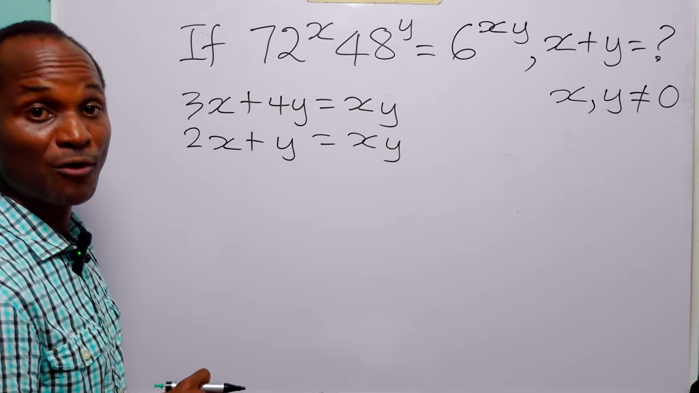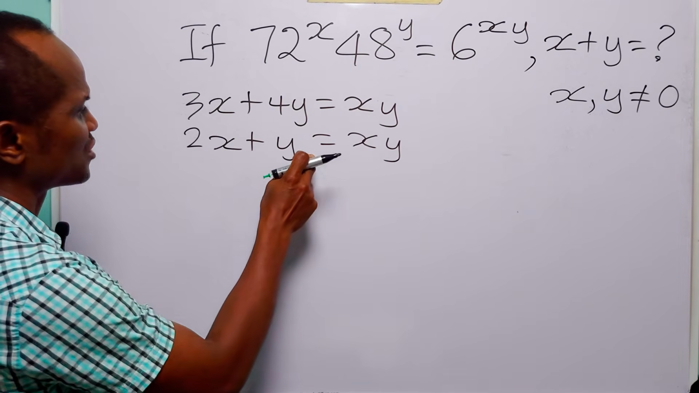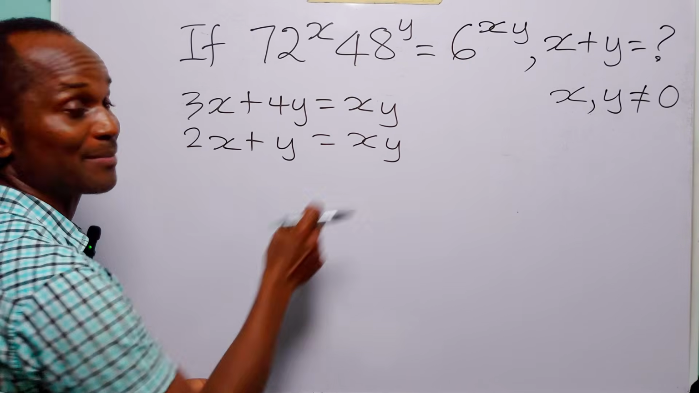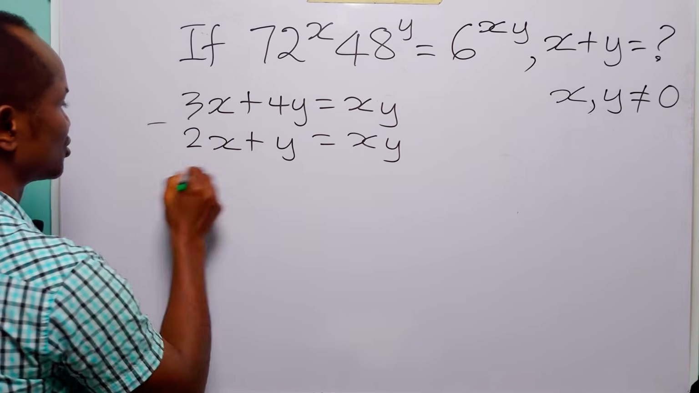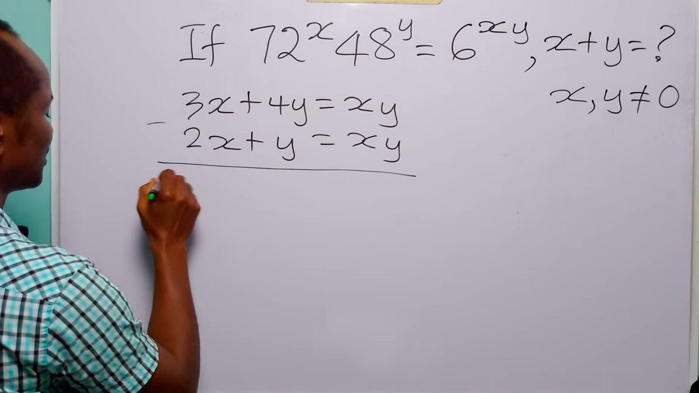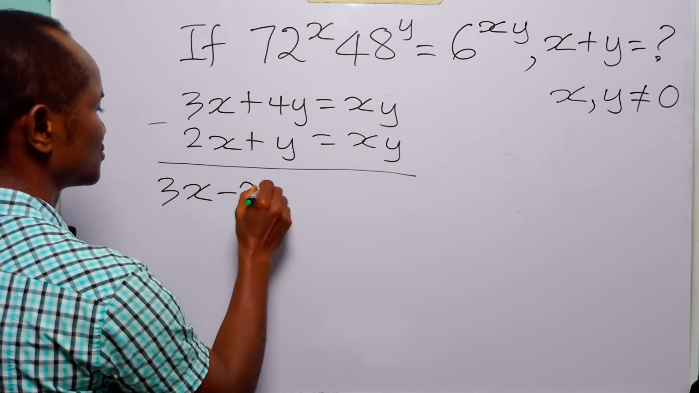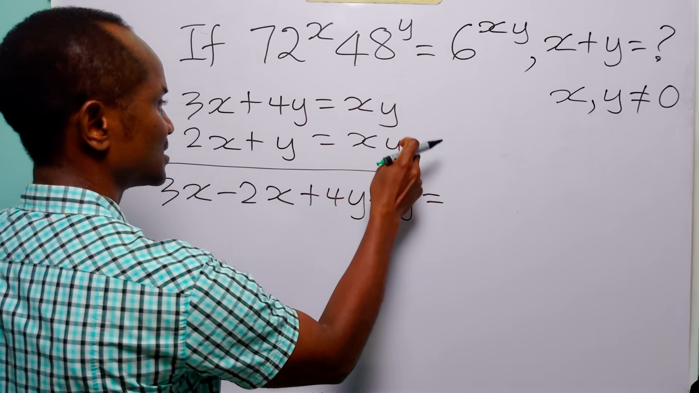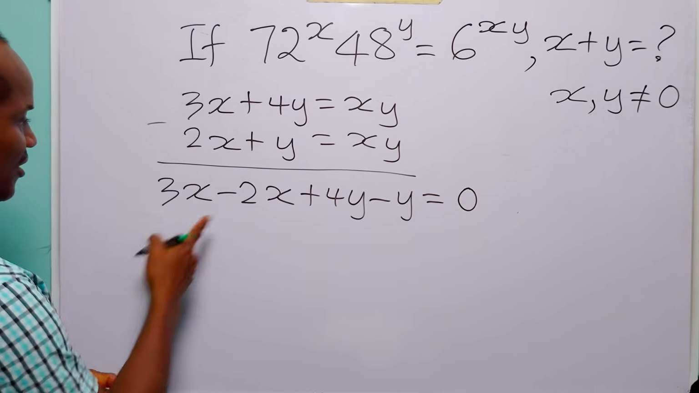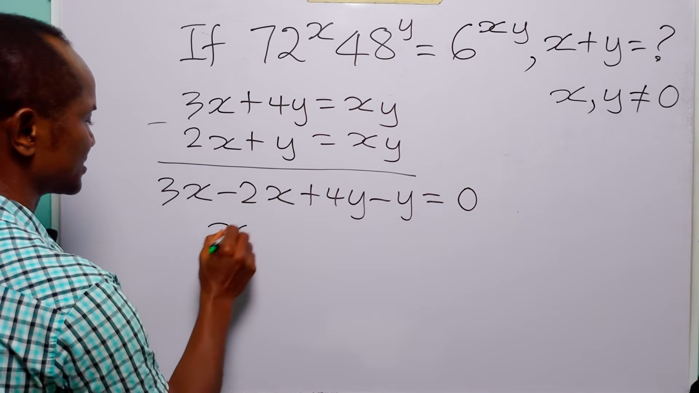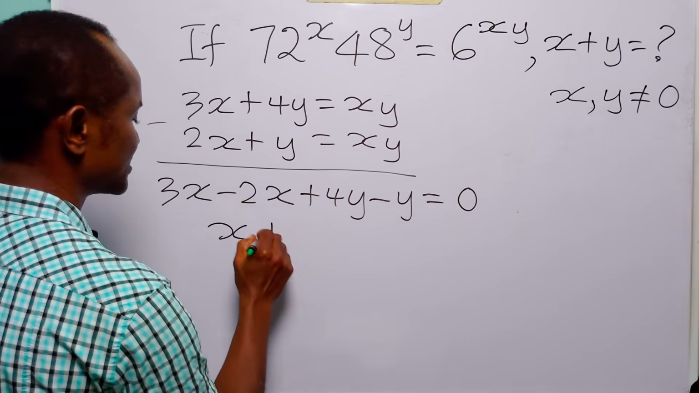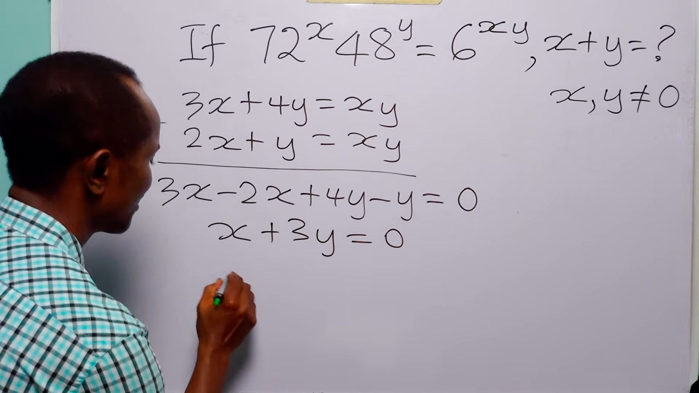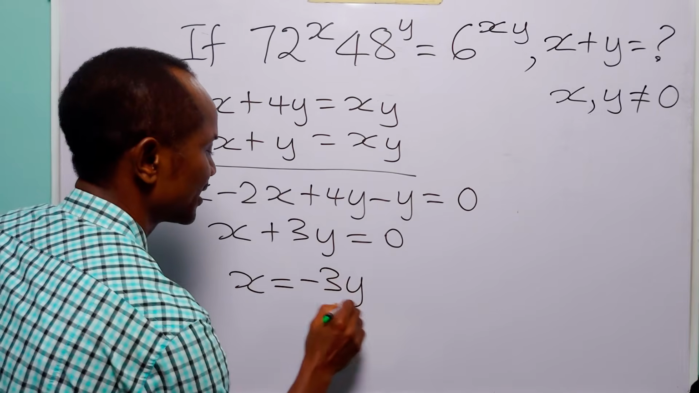And now we have a system of two equations. Notice that if we subtract the second equation from the first equation, we are going to eliminate the term in xy. So let us do just that. We have 3x minus 2x plus 4y minus y is equal to 0, since this minus this is 0. From here, we have 3x minus 2x is x, and 4y minus y is plus 3y, and this is equal to 0. And of course, from here, we have that x is equal to minus 3y.